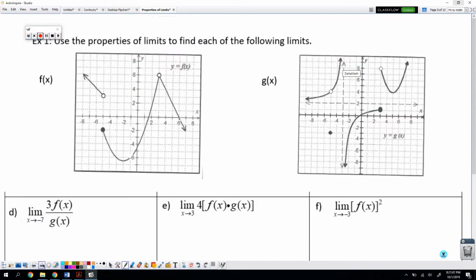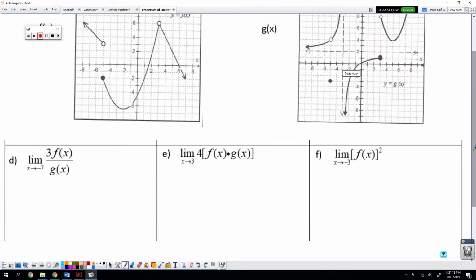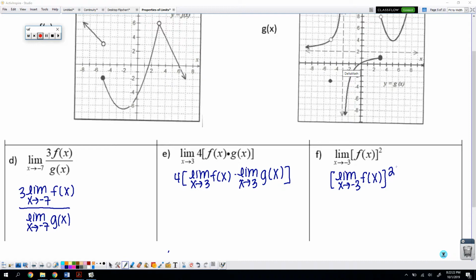Alright, now we're going to move on to the next one. So the next one is basically the same exact idea, you're just rewriting. So it's all just about rewriting it in the correct format. So I'm going to pause it and show the 3 at the same time. Alright, now they've all been rewritten and we're ready to go ahead and plug in the numbers.